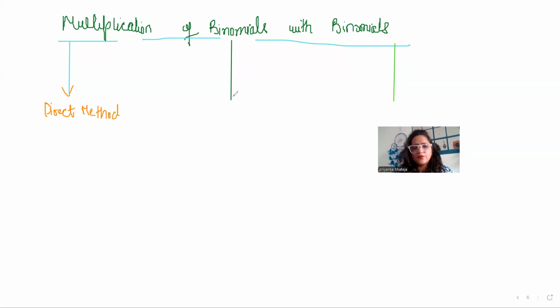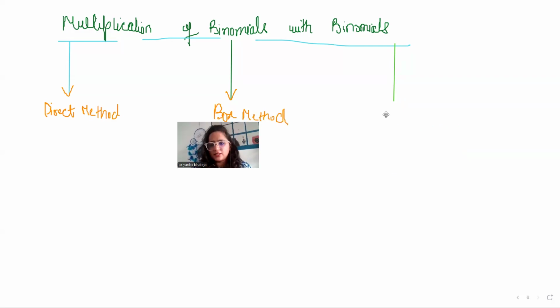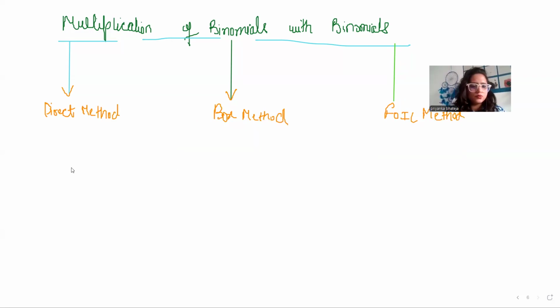The second one is the box method. The third one is your foil method. Let me just consider two binomials here, suppose x plus 3 and x minus 7. You can use different variables also. That is totally your choice.